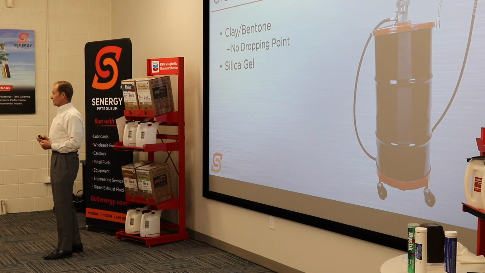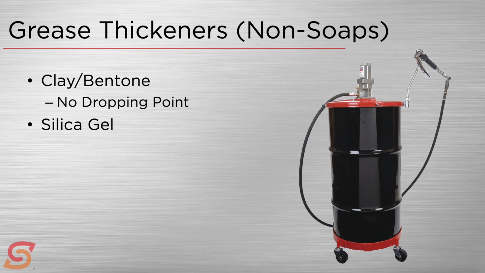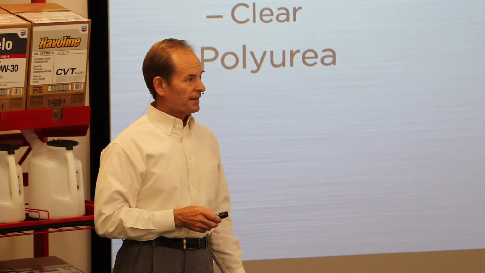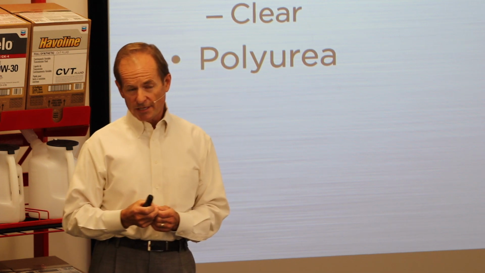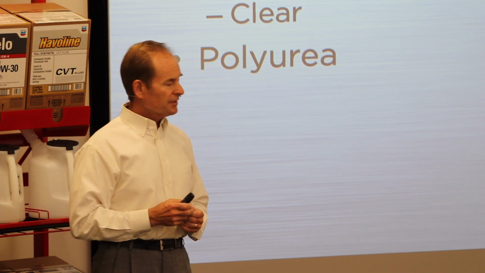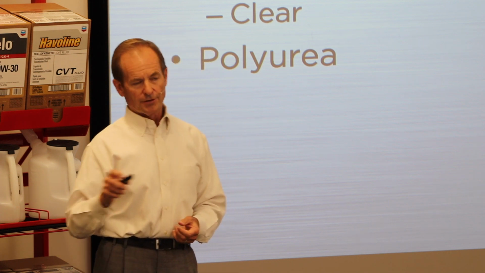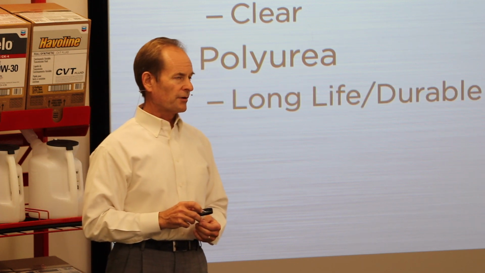Silica gel, you occasionally find some silica gel. This is a little more of an exotic thickener. Last I've seen it was in a food grade application, but you do find some other strange and high temperature applications where you might have this product as a thickener. It makes for a clear grease. And polyurea. Polyurea is kind of a unique chemical, has a couple of unique characteristics, and it's not uncommon to find a polyurea grease. Most suppliers carry one.